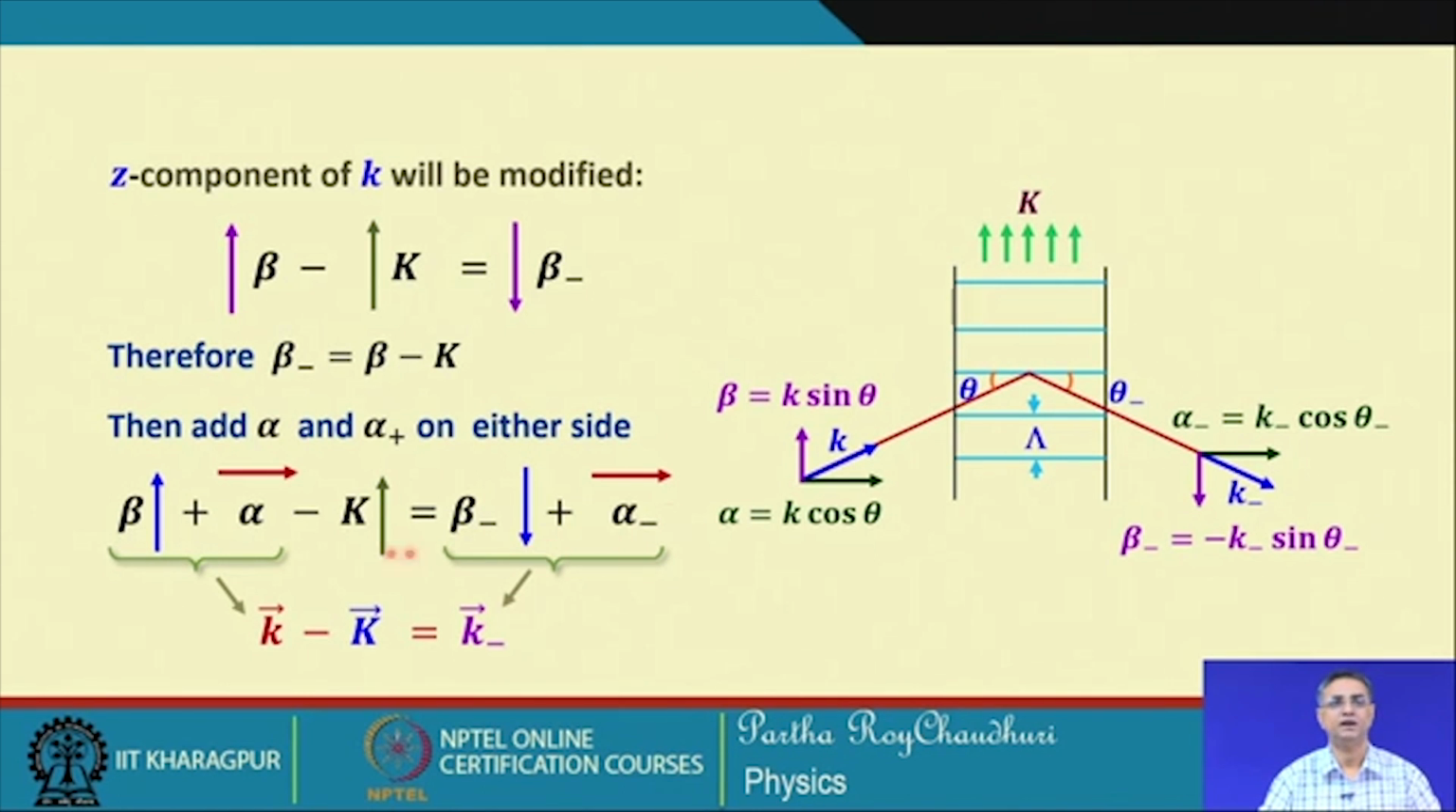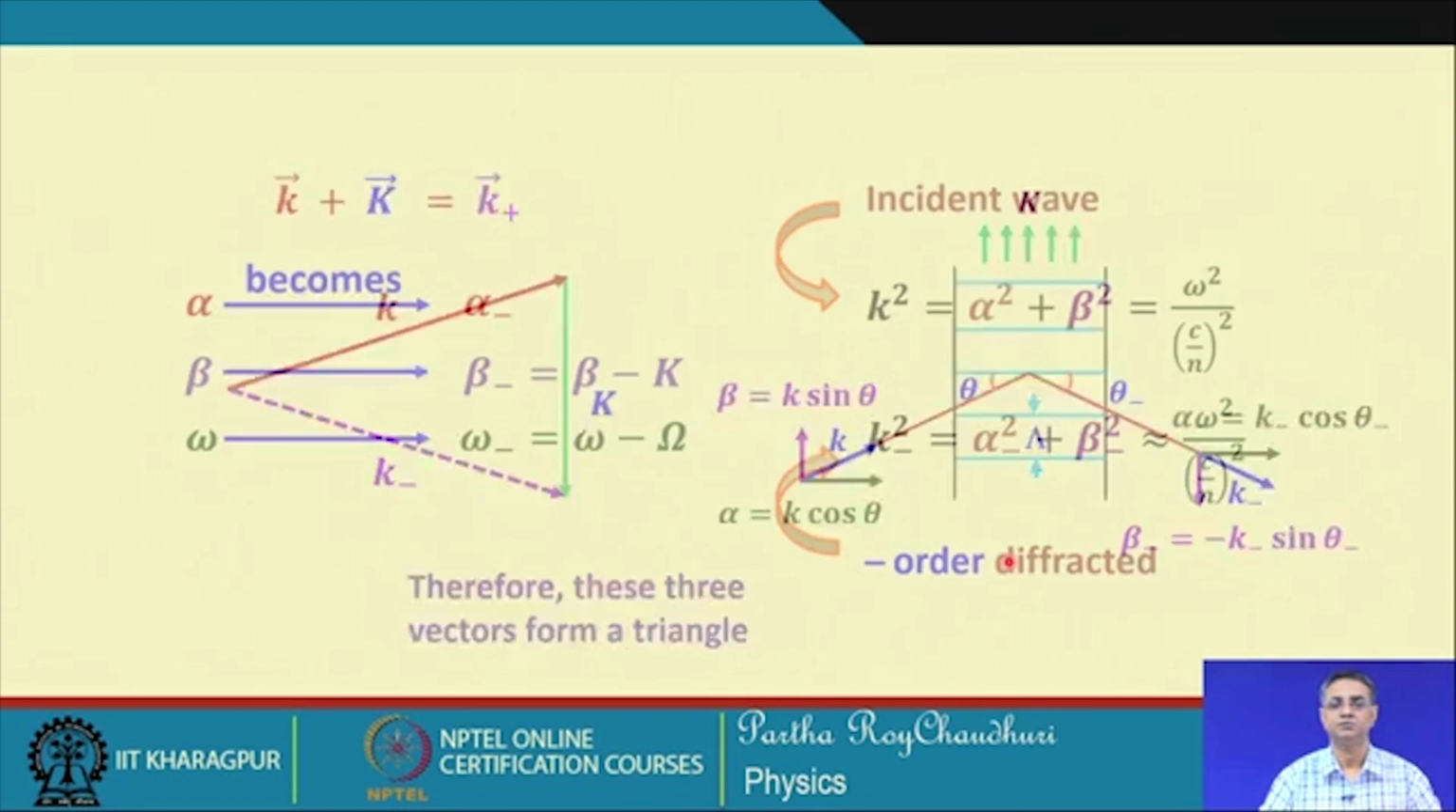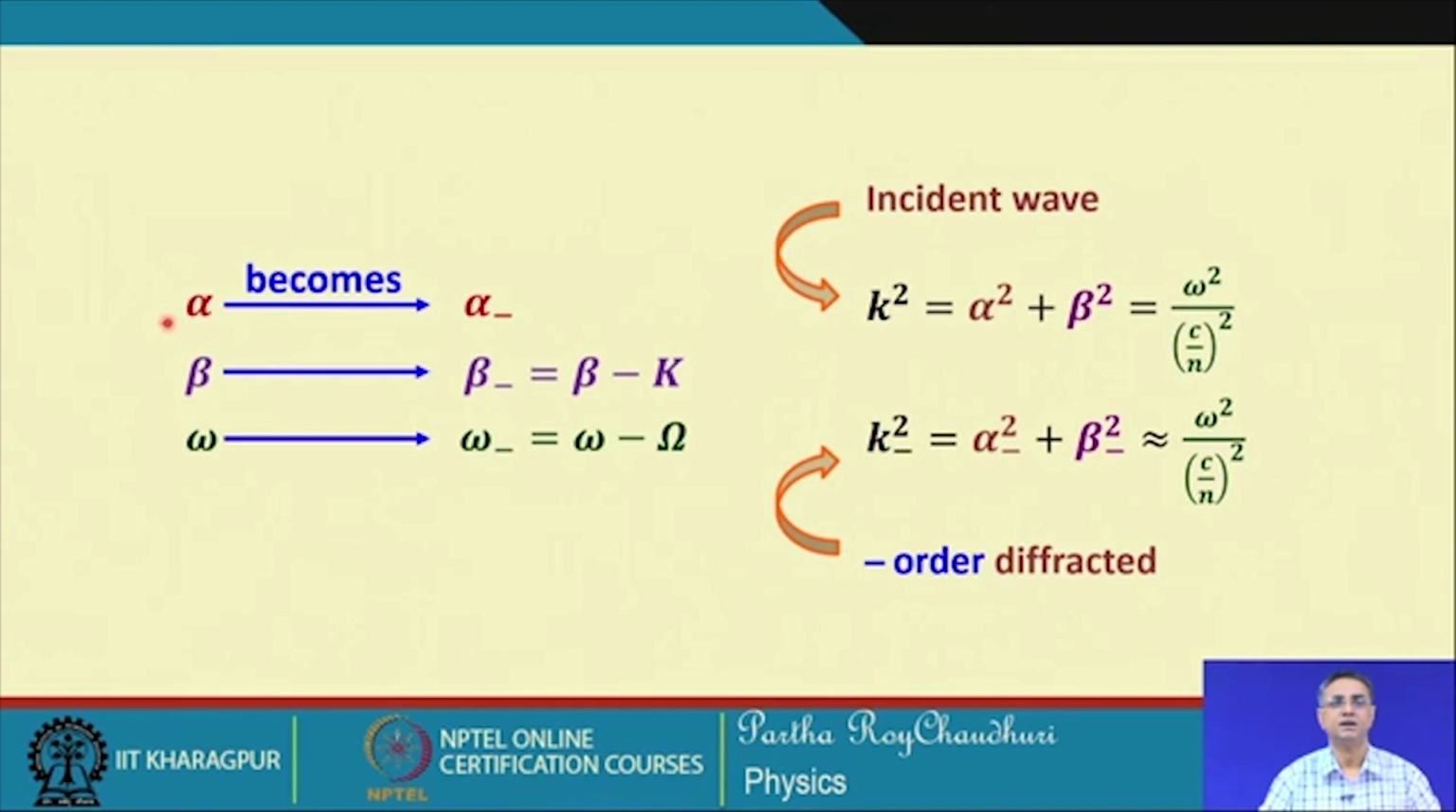Now, α and α₋ we have added on either side. So, k plus K equal to k₋: the incident wave propagation vector plus this acoustic wave gives you this. So, again they form a triangle, and this comes pictorially from the same figure. Here in this case α becomes α₋, β becomes β₋ equal to β minus K, and ω becomes ω₋ equal to ω minus capital Ω. So, these are the modifications.